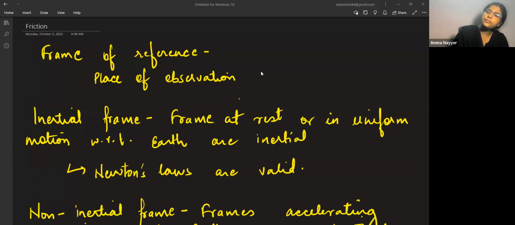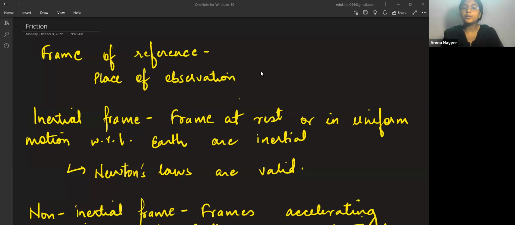Now, a few concepts which we have already studied in the previous lessons, like frame of reference. When we started with motion in a straight line, we discussed basic terms like frame of reference. So what does frame of reference mean? It basically means the place of observation, the place from which you are giving your observation. Like if you are sitting in a car and observing the movement, or you are also moving within the car and observing the movement, or you are at rest, standing on the ground and observing the car moving. All these different places are known as frames of reference.